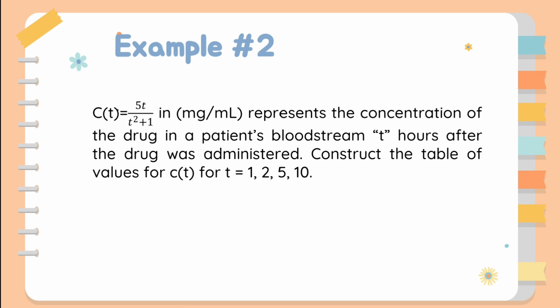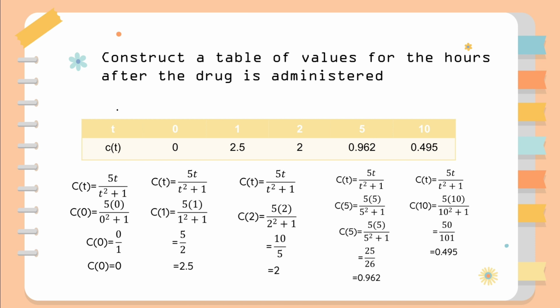Second example: C of t equals 5t over t squared plus 1, in milligrams per millimeter, represents the concentration of a drug in a patient's bloodstream t hours after the drug was administered. Construct the table of values for C of t for t equals 1, 2, 5, and 10. Here in the second example, the values for the time are already given, so all we need to do is substitute the given values into the formula.